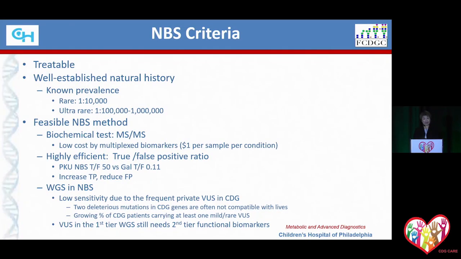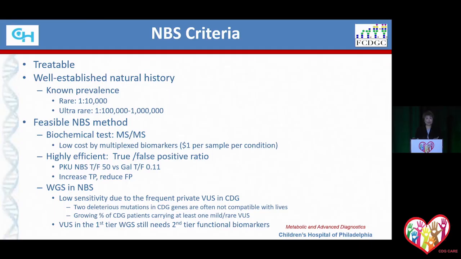So once we have a method and a strategy, we want to do it, so I went back to the newborn screening community to try to make new friends and hear what they want. First of all, they want it to be a treatable condition. That's understandable. They screen more than 1 million babies, and they want to be meaningful. Okay, we can do that. And the second is they want a well-established natural history. Most importantly, they want to know the prevalence.